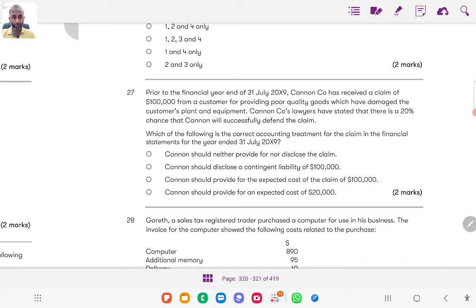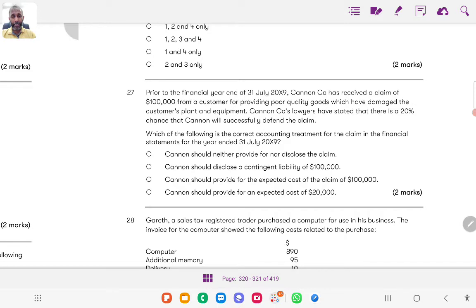So here a customer has made a claim and 100,000 was the amount. The customer purchased some goods from you which damaged the customer's plant, and the customer went to court. The company's lawyer says there is only a 20% chance that you will be successful, meaning 80% you will definitely lose, which is more than 50%. So when it is more than 50%, that is probable.